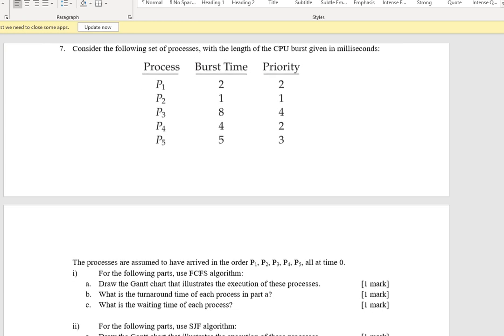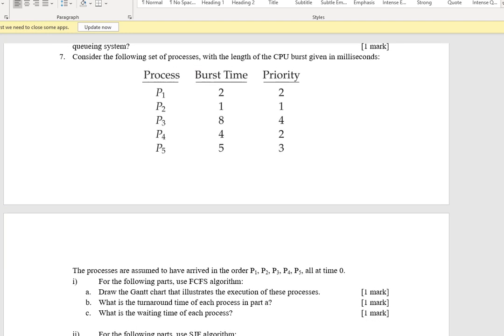Let's go to question number 7, which is about process scheduling. It says that we have 5 processes. There is the burst time and priority, and then we have this description that they have arrived in this order: P1, P2, P3, P4, P5 at the same time. So the time is the same at time 0, but this is the order.